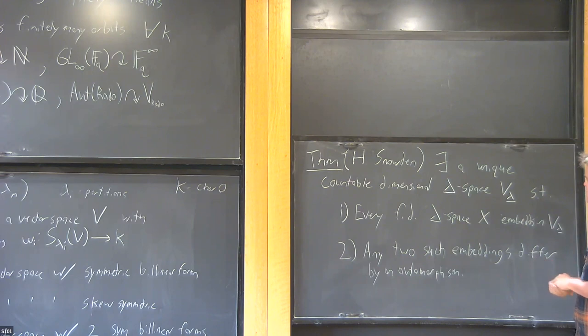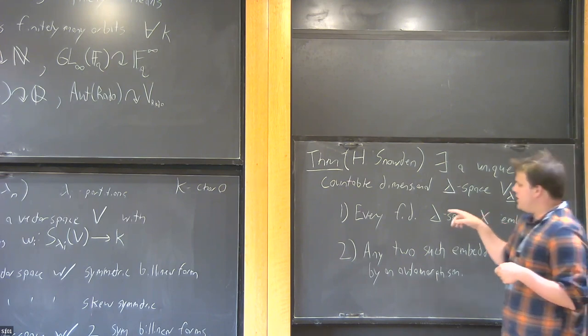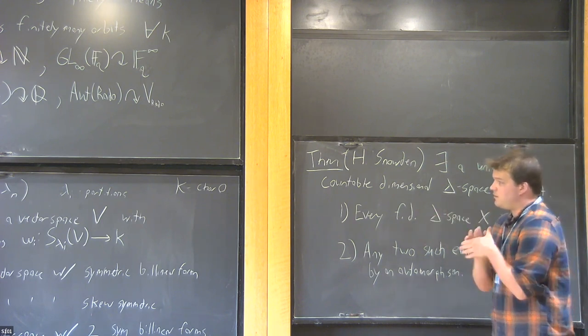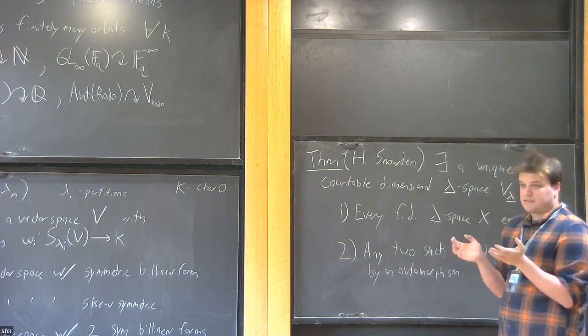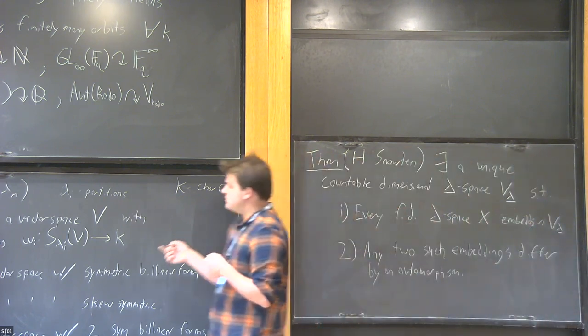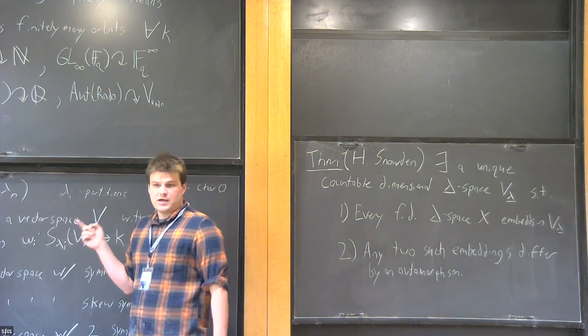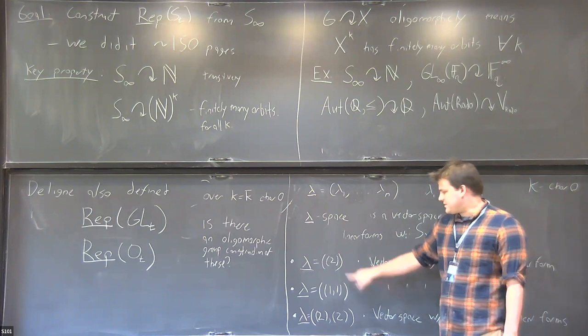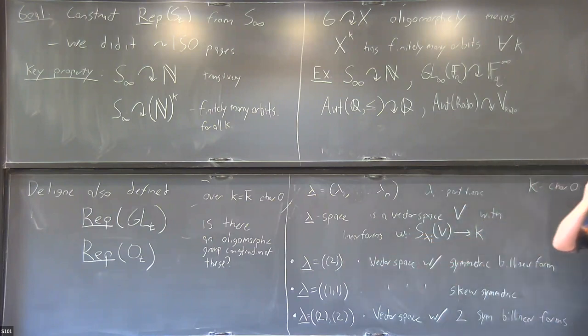What makes this a little weird and interesting is if we're over an infinite field, and especially over the complex numbers, there are moduli of lambda structures on a space. For these two, it's not very interesting. There aren't that many different isomorphism classes of symmetric bilinear forms.